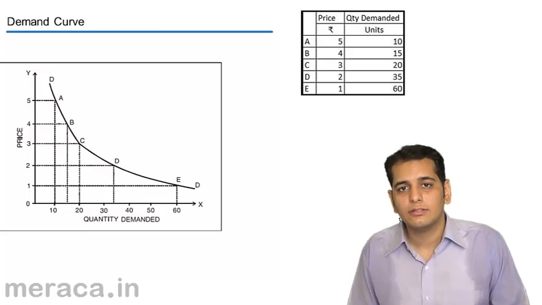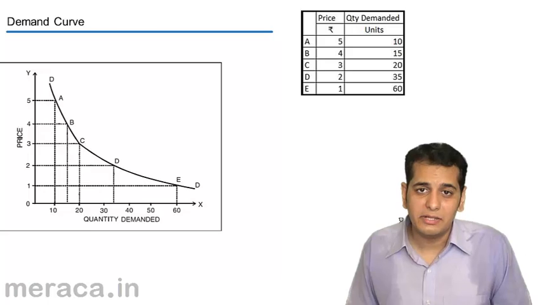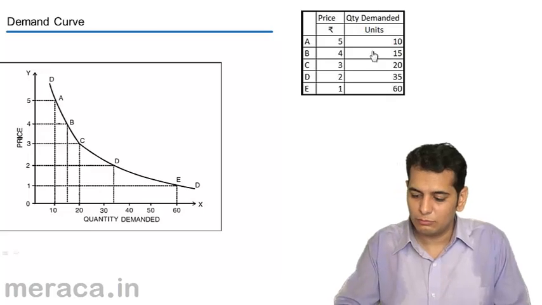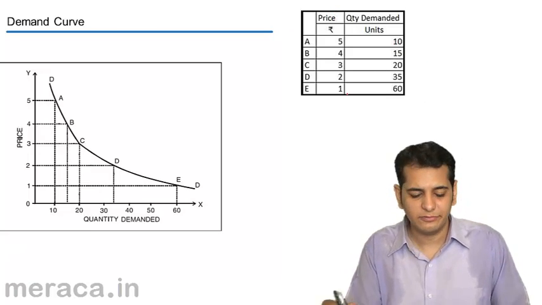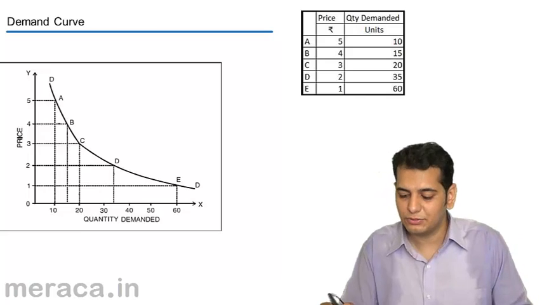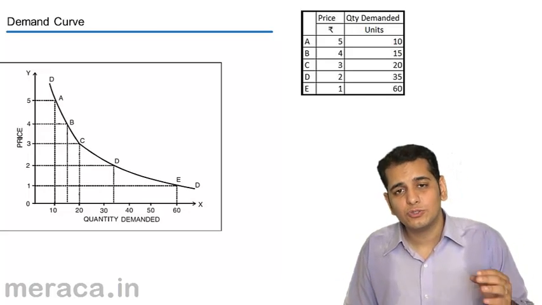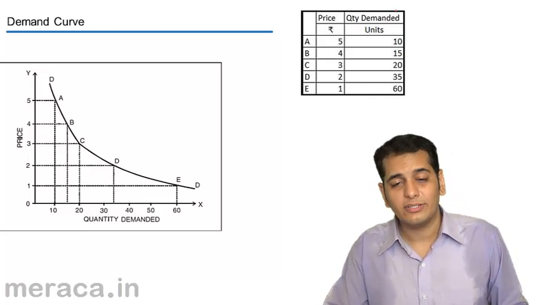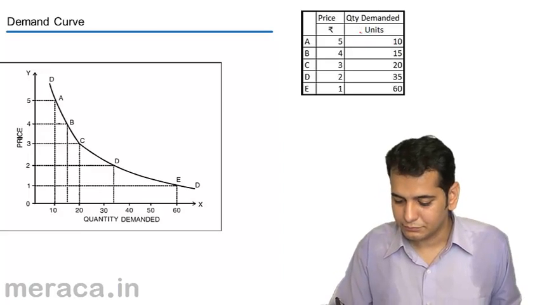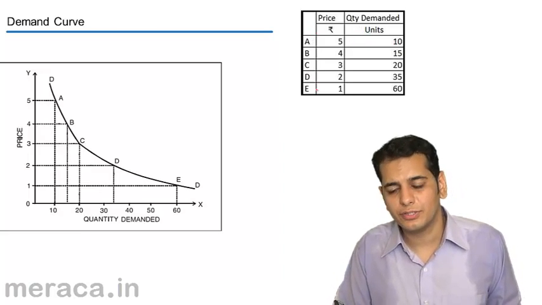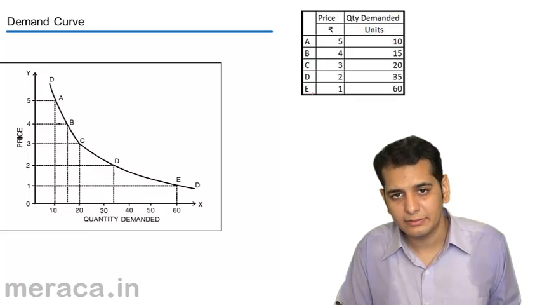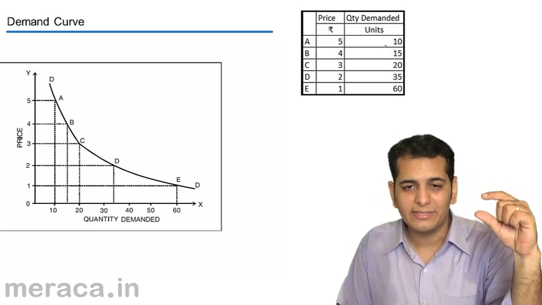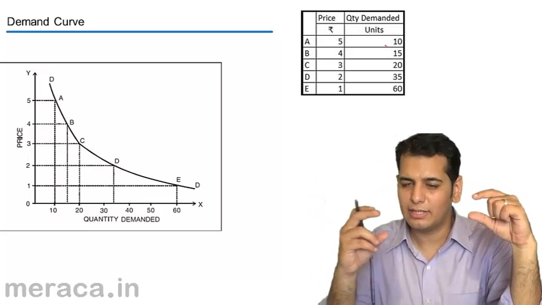Now let's see how we determine a demand curve. To understand the law of demand, we have two tools. First is the schedule. Second is the graphical representation of this schedule, which shows us a demand curve. Now let's study this schedule. We have 5 scenarios here, A, B, C, D and E. And in each scenario we have a price level and the quantity demanded at that price level.